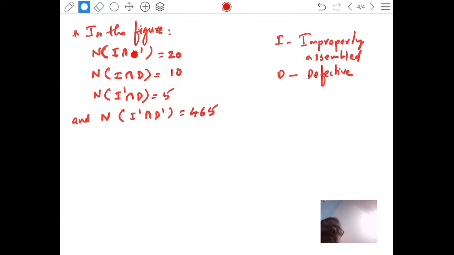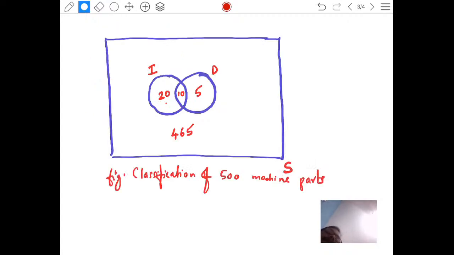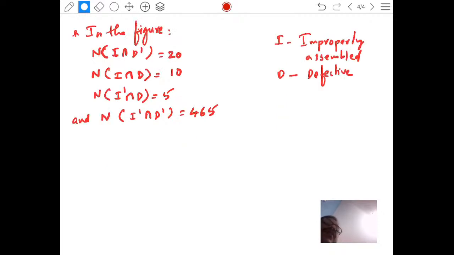Then what do we mean by D complement here? D complement is the machine parts which are not defective. D complement or D prime shows the components which are not defective. So the number of components which are improperly assembled as well as not defective is equal to 20. That is indicated by the number 20 in this diagram, because D stands for defective, and D complement or D prime stands for not defective.